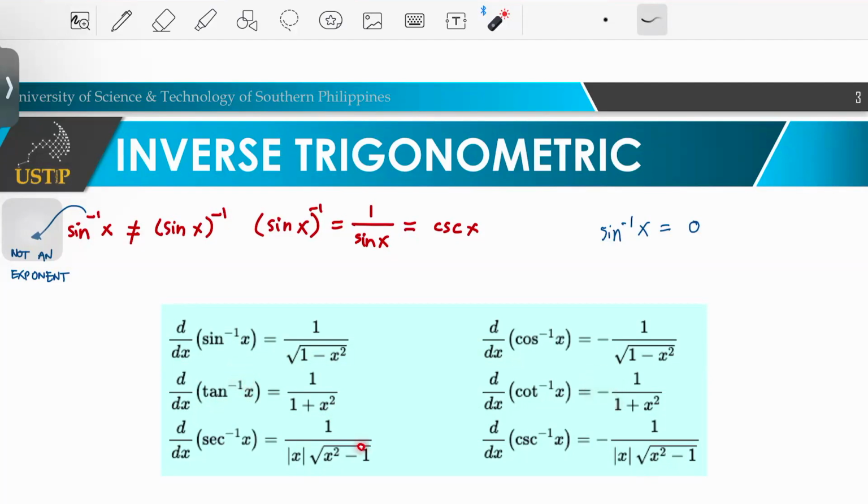For secant and cosecant, it's a bit extra. It has x squared minus 1 for one and 1 minus x squared for the other, and then the absolute value of x there. My tip to better memorize this is to solve a lot of problems involving these inverse trigonometric functions.